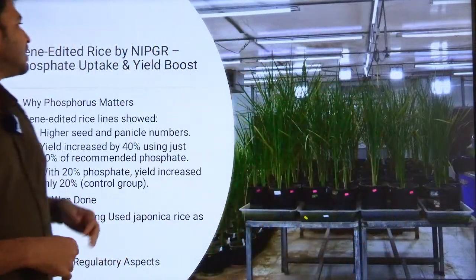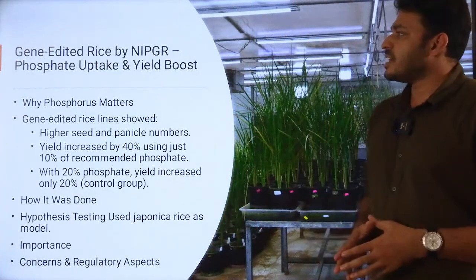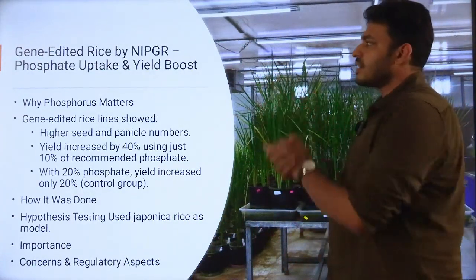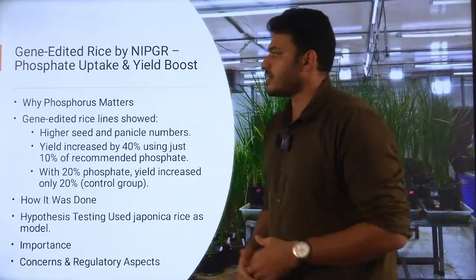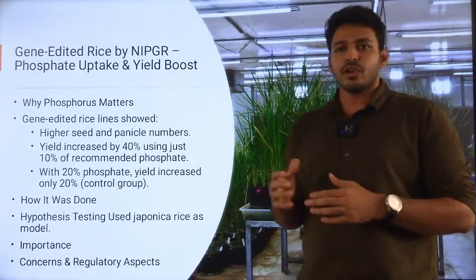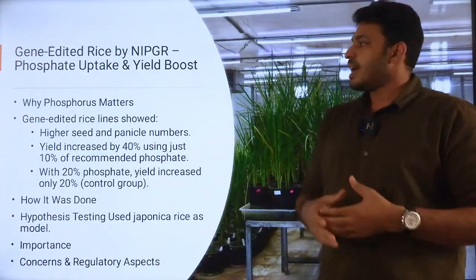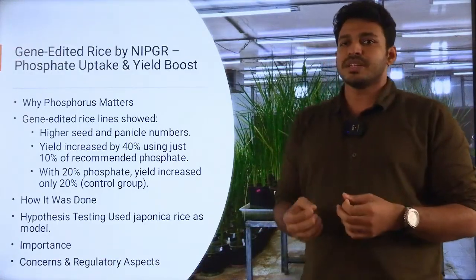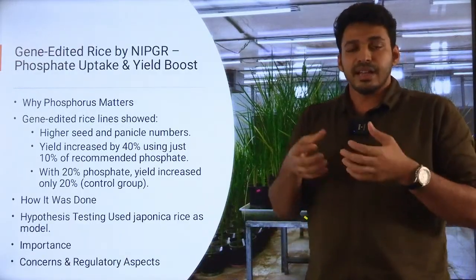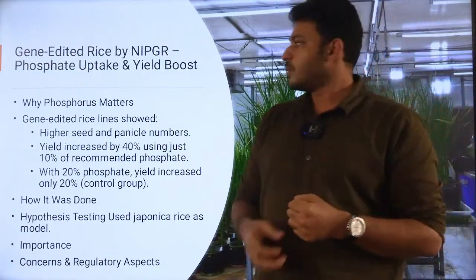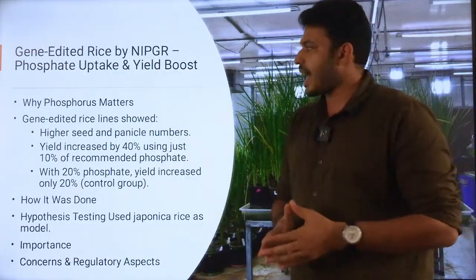Gene-edited rice by NAPGR: phosphate uptake and yield boost. What is the matter, why is it important, why does phosphorus matter? Phosphorus is important for plant growth, especially root and shoot growth, but only a very limited amount of phosphorus can be taken up by the plants. So why was this gene edited? The gene editing is done by CRISPR-Cas9.